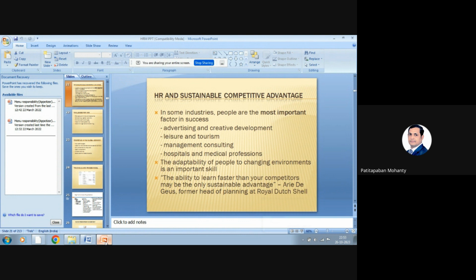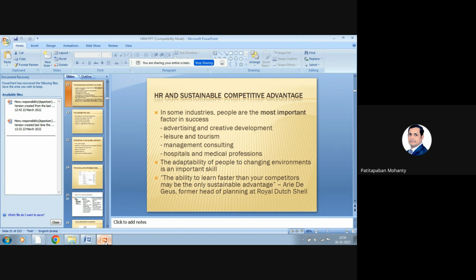Sustainable competitive advantage means, what is sustainable? Sustainable means you need to care for your future. You need to look after your future generation. So that is called sustainable. Because natural resources are depleting day by day due to the different pollutions. So it's a very continuous process. So as HR employees or HR department, you should create a sustainable competitive advantage.